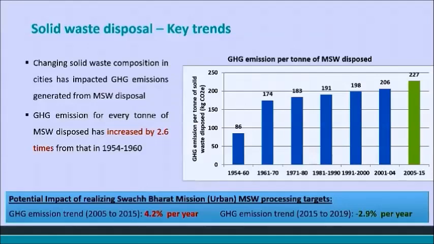And we have also seen that, based on the Swachh Bharat mission, if you do an analysis, currently there's a large gap in processing of solid waste. Only around 15% of municipal solid waste in the country is processed, and the rest goes to disposal sites. But given the targets in the Swachh Bharat mission, if those targets are achieved, the trend of emissions is completely reversed.